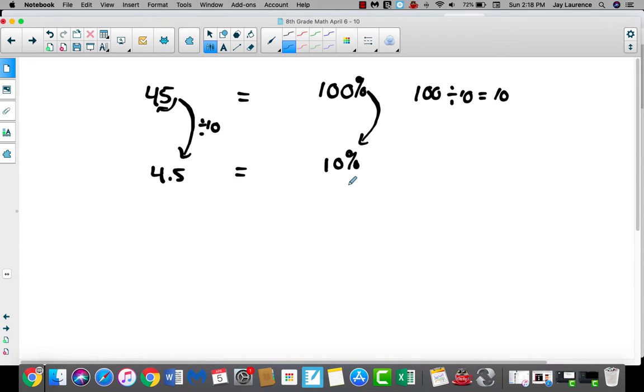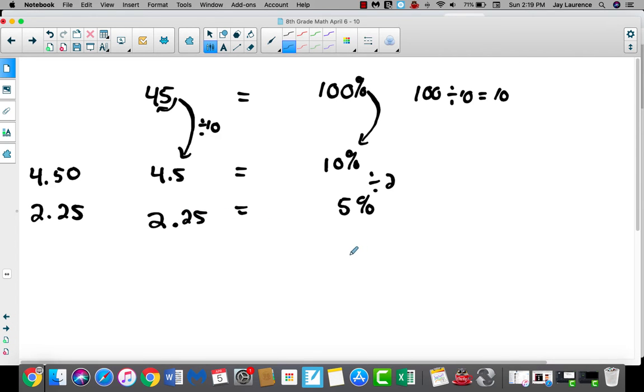Now watch this. I can also figure out 5% real easily. How did I turn 10 into 5? Well, you could say I divided by 2, right? Well, if I divide by 2 over there on the right, I have to divide by 2. What's half of $4.50? Think about it. $4.50. If we're going to share it with somebody, you're going to give them $2.25. So 5% is $2.25.